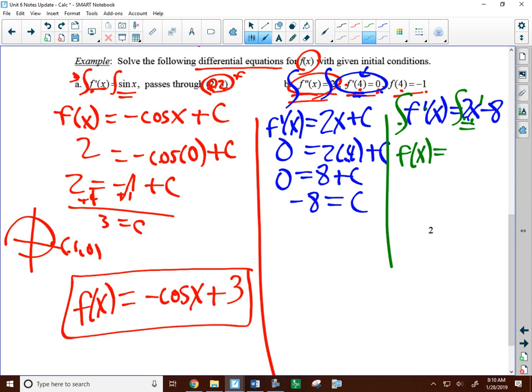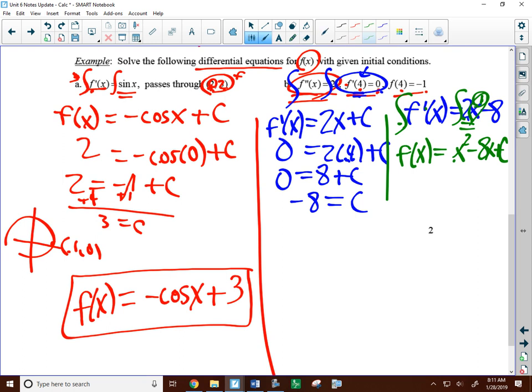The antiderivative of 2x is x squared. If you want me to do power rule, it would be bring the 2 down, then add 1 to this. So it'd be x to the 2 over 2. So when I do the power rule, I keep whatever number I add 1 to, 2 and 2. And then the 2's cancel. That might be one where you just think, I know the derivative of x squared is 2x. So going backwards, it's just x squared. And then the antiderivative of negative 8 is negative 8x plus c.